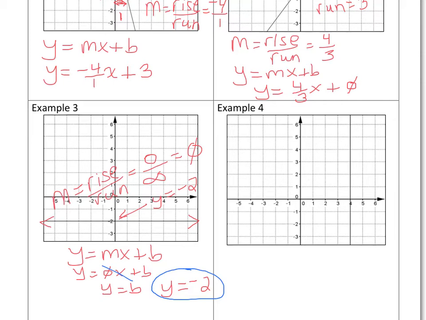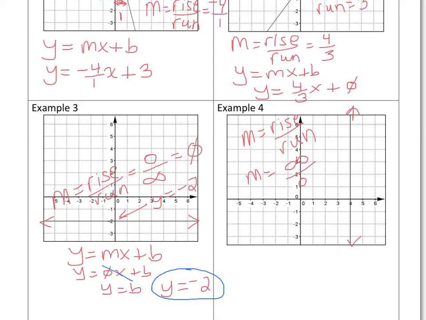And similarly, over here on example 4, we have a vertical line going straight up and down. Well, if you recall, our slope here is undefined. And why is that? Because the slope is rise over the run, and our slope rise is infinite, going on and on forever right off the graph. And the run, there is no run. There's no change in the x dimension.